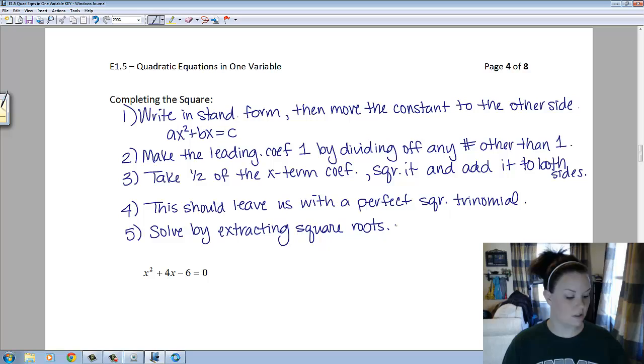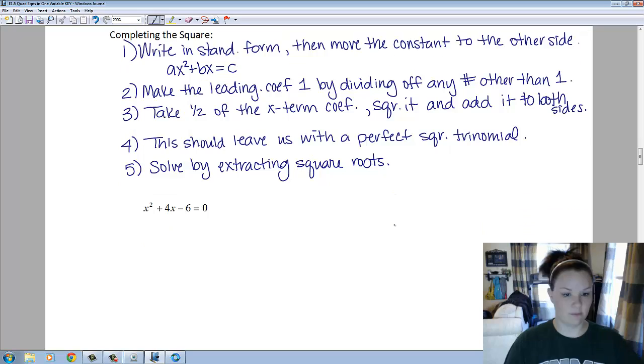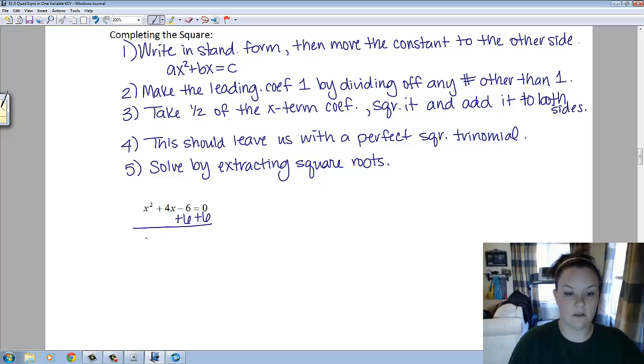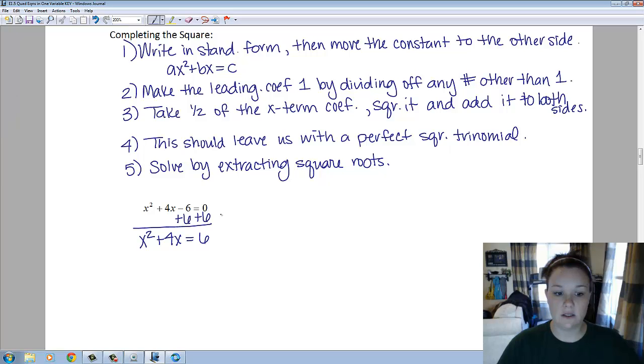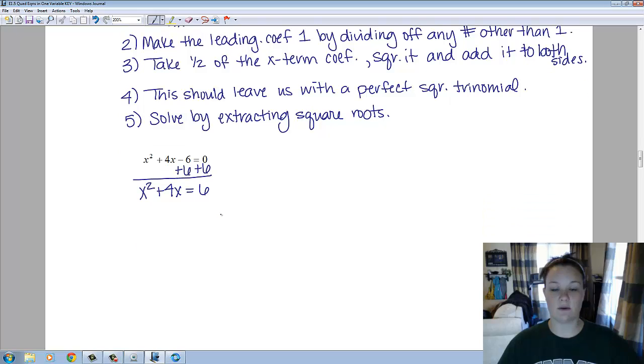Okay, looking at this first one, our first step is to write it in standard form, which it's already in. And now we're going to move our constant to the other side. So I'm going to add 6 to both sides. So that gives me x squared plus 4x is equal to 6. Now I make sure my leading coefficient is a 1. Here it is. I don't have anything in front of that x squared. So I want to go ahead and start the completing the square process, which I'm going to do in a different color.